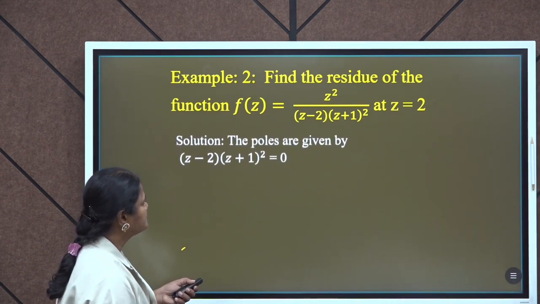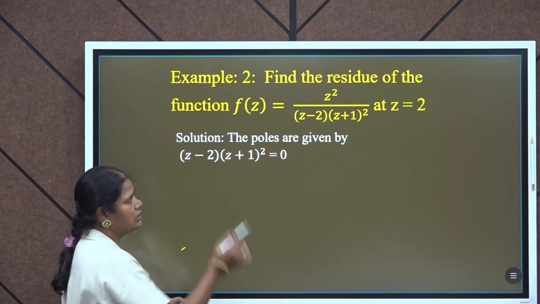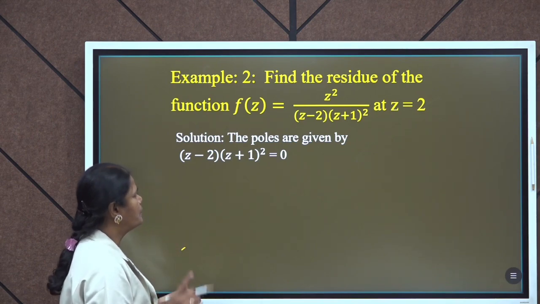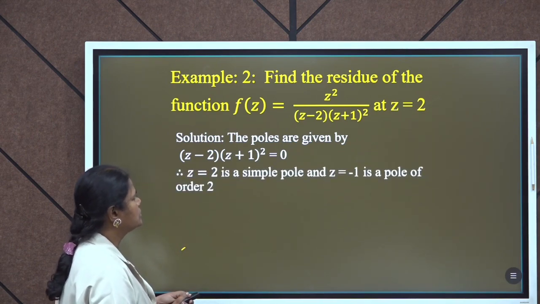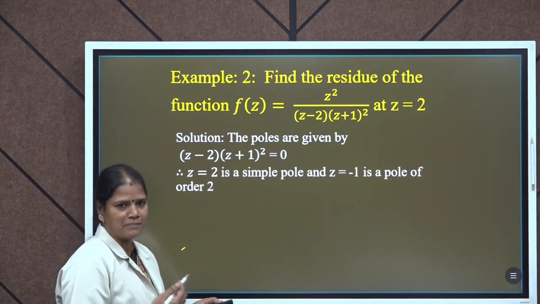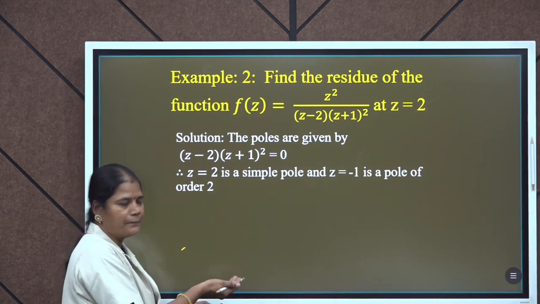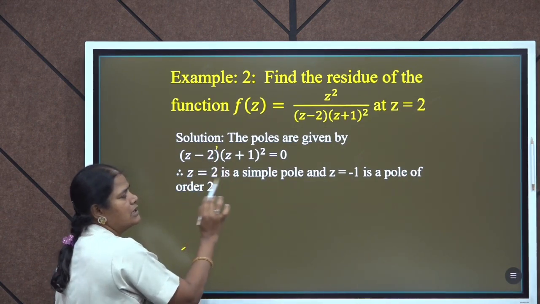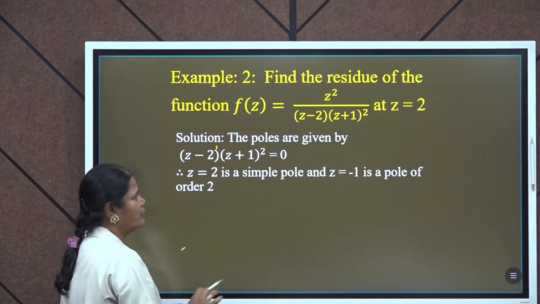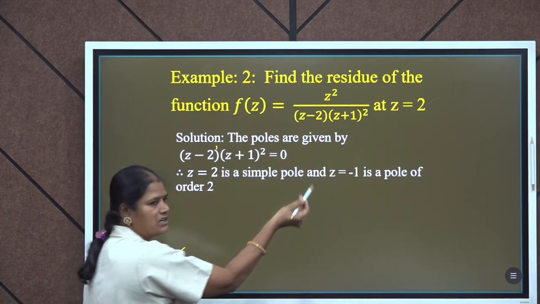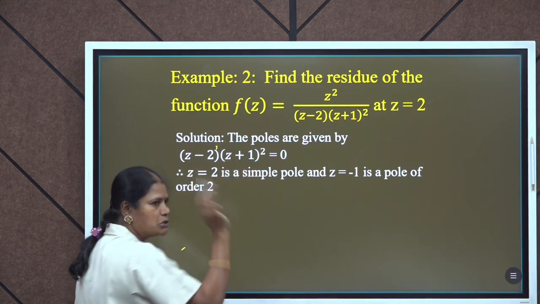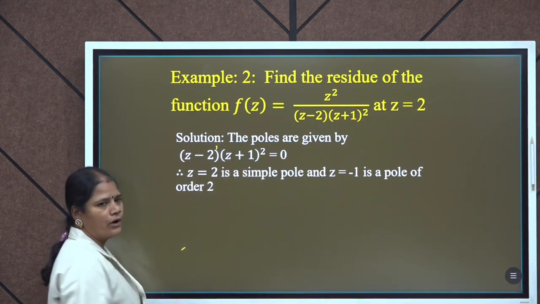Then we will get (z − 2)(z + 1)² = 0. Therefore, we will get two poles, that is z = 2 and z = −1. What is the nature of the given pole? At z = 2, the power of (z − 2) is 1. Therefore, the nature of the pole is a simple pole. And the second point, z = −1, is a pole of order 2, since the factor is repeated 2 times.